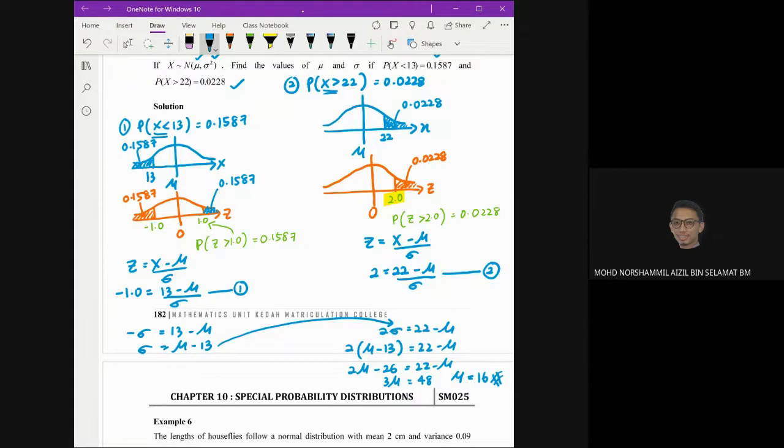And then substitute back. Sigma is 16 minus 13. So sigma will be 3. So we get mu and sigma.